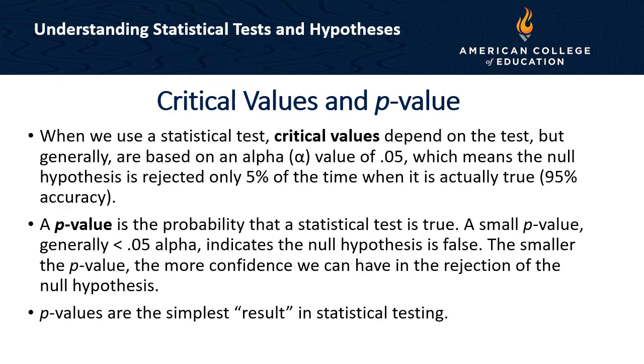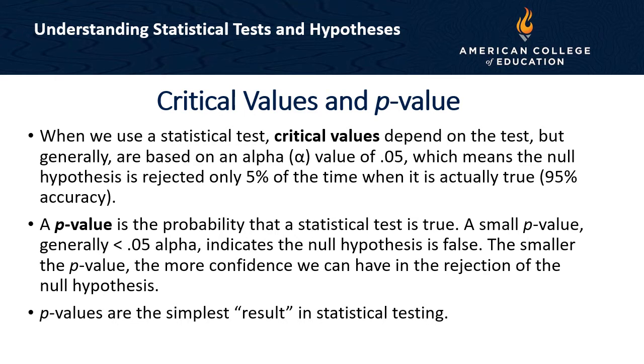When we use statistical tests and test hypotheses, there are two things we need to take into consideration: critical values and the p-value. When we use a statistical test, critical values depend on the test, but generally are based on an alpha value of 0.05, which means the null hypothesis is rejected only 5% of the time when it's actually true. We can say then we have 95% accuracy. So this is pretty much the prevailing number for most statistical tests, a critical value of 95% accuracy.